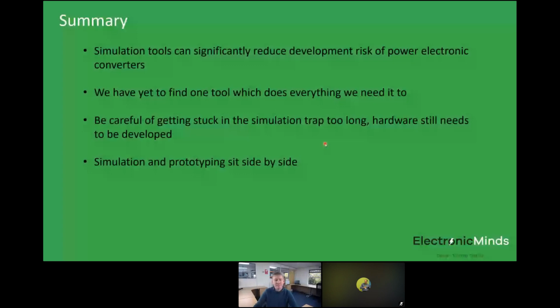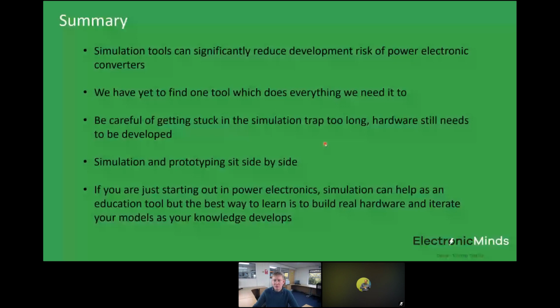If you really are just at the start, so maybe you're a student that's joining us today, interested in power electronics, simulation is a great education tool. But in my experience, the best way to increase your skill set is to start building hardware. So if you're very junior, very early in your career, don't let simulation take over. Try to get hands-on on the bench. That's when you really learn how hardware works, and then you can feed that back into your simulation modeling, and you get better much faster then.